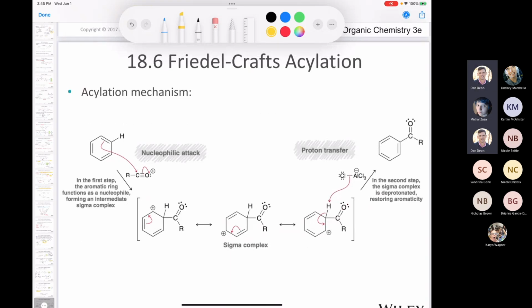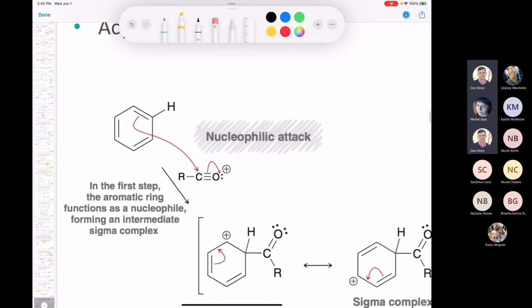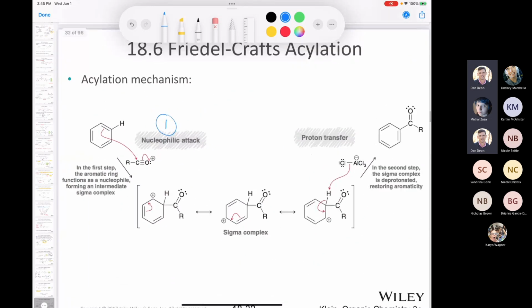I would guess that if I had given you a blank sheet of paper and a pencil and said, what do you think the mechanism would look like? I think you would have said, well, let me draw the acylium. Here's your acylium ion. It's a really powerful electrophile. Step one, I have my nucleophilic attack. I form my sigma complex, or the arenium ion, whatever you want to call it.